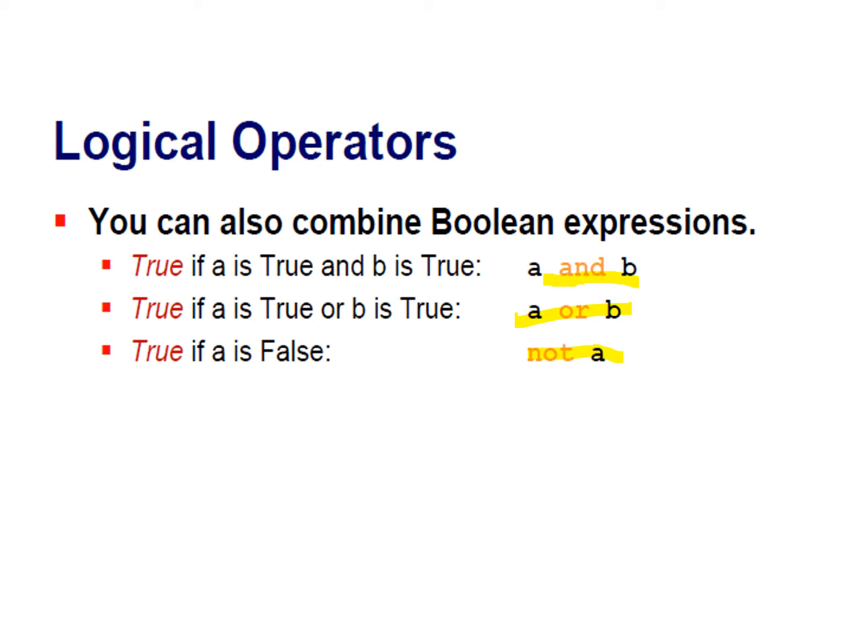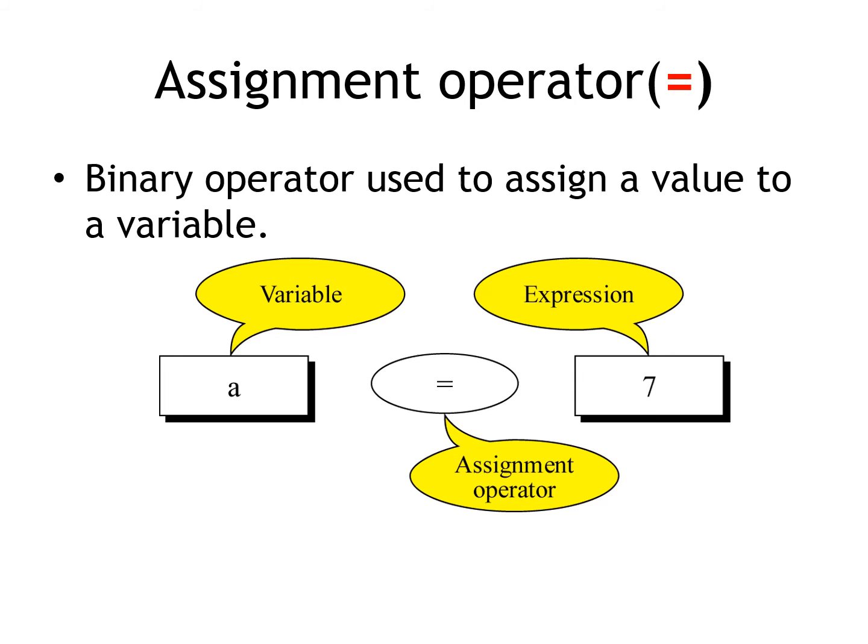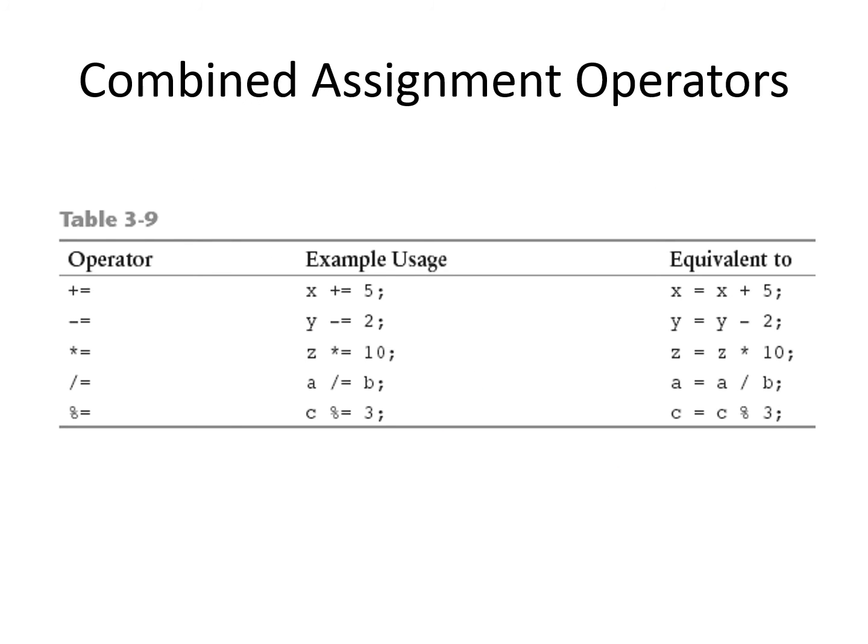If A is false. So now we learn about the assignment operators. It is a binary operator used to assign a value to a variable. So you assign A to 7, and this is the assignment operator.